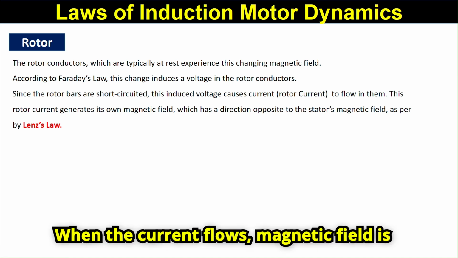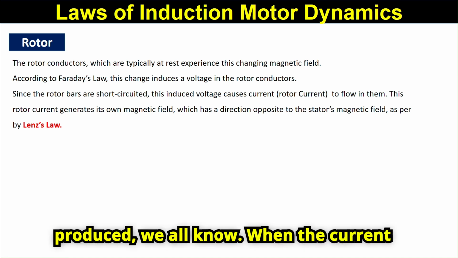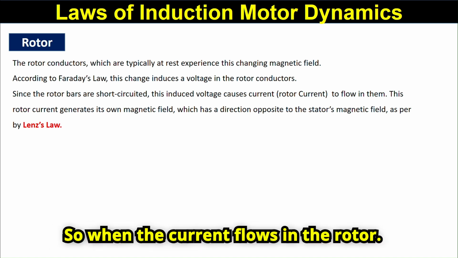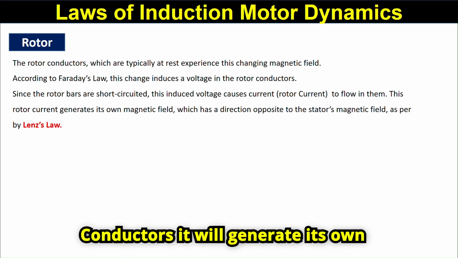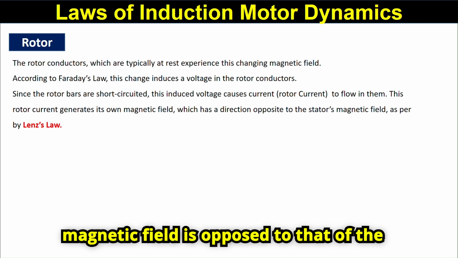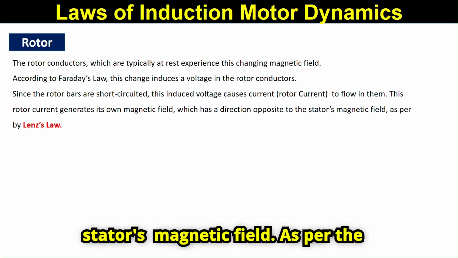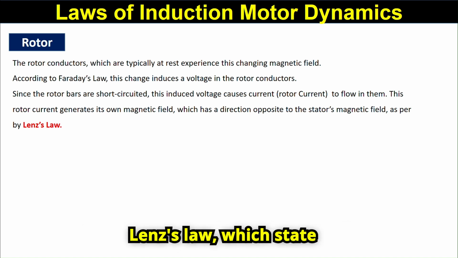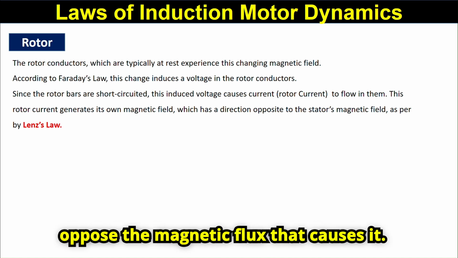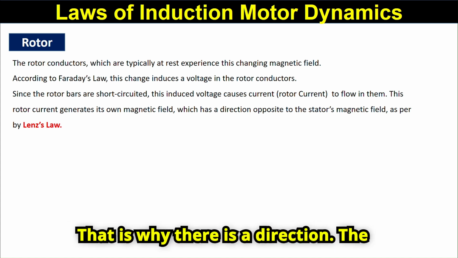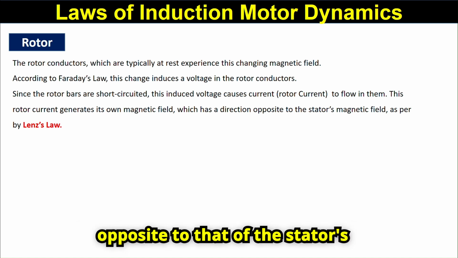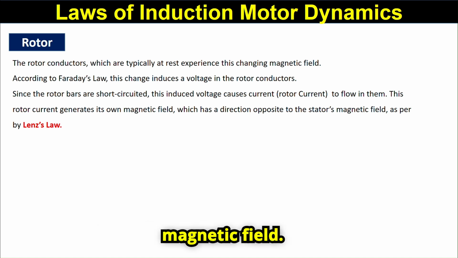This rotor current generates its own magnetic field. We all know that when current flows, a magnetic field is produced. So when current flows in the rotor conductors, it generates its own magnetic field. The direction of this magnetic field is opposite to that of the stator's magnetic field as per Lenz's law. Lenz's law states that the induced currents are such that they oppose the magnetic flux that causes them. That is why the rotor magnetic field has a direction opposite to that of the stator's magnetic field.